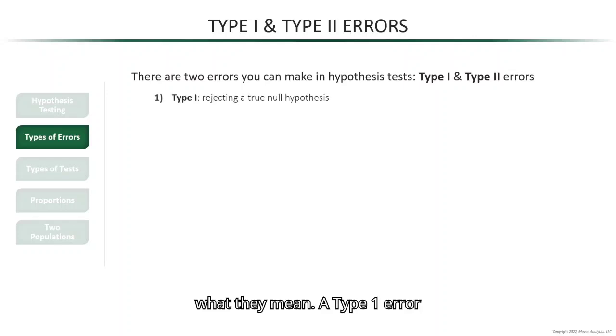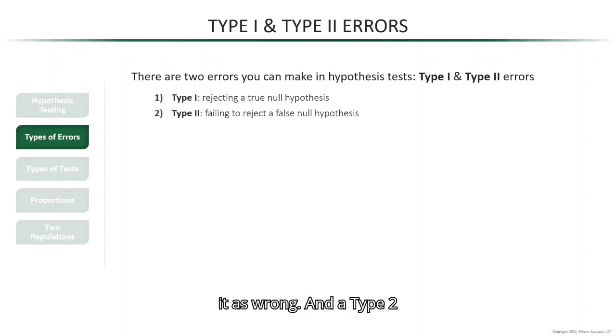A type 1 error means that you have rejected a true null hypothesis. So your assumption was right all along, but your sample was improbable enough to cause you to declare it as wrong. And a type 2 error means that you failed to reject a false null hypothesis. So your assumption was wrong, but your sample didn't provide enough evidence for you to realize that, so you just kept assuming that it was right.